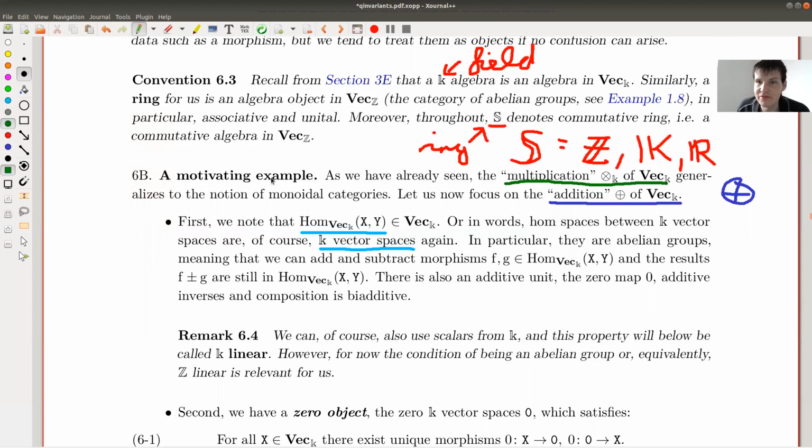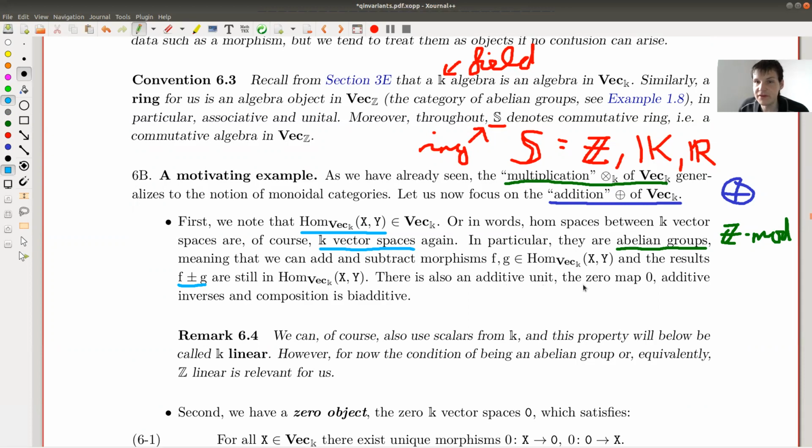In a slightly different language, you would say they are abelian groups, because abelian groups just means Z-modules, right? Let me try again. So whether you write K-vect or Z-mod, not a big difference. But anyway, they are abelian groups. So it means you can add matrices. F plus G is still an element. So F is a morphism, G is a morphism, F plus G is still a morphism, right?